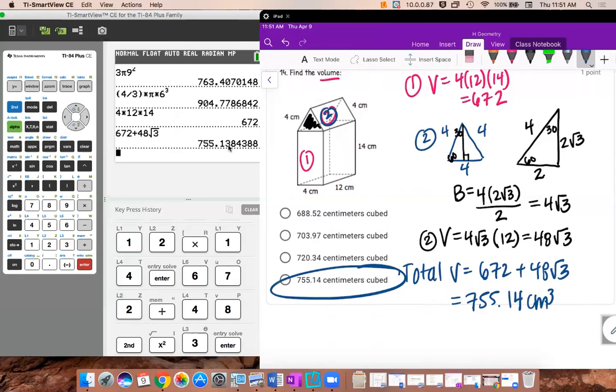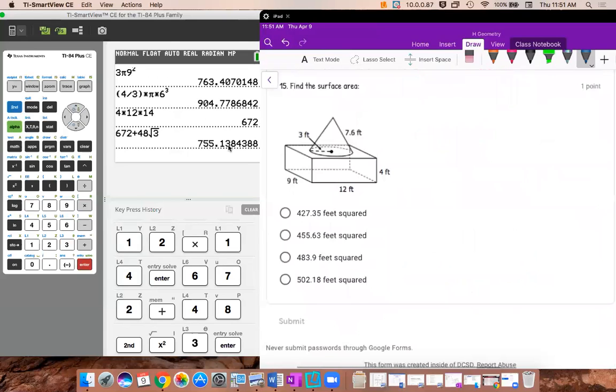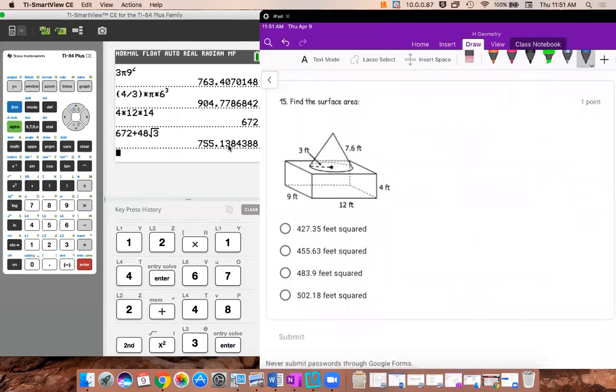Okay, last question, number 15. It says find the surface area. So again, I'm going to break this into 2 parts. I'm going to find the surface area of this rectangular prism first, and then I'm going to find the surface area of this cone second. So we're going to start with number 1. Remember, the surface area of any prism is the perimeter of the base times the height plus 2 times the area of the base.